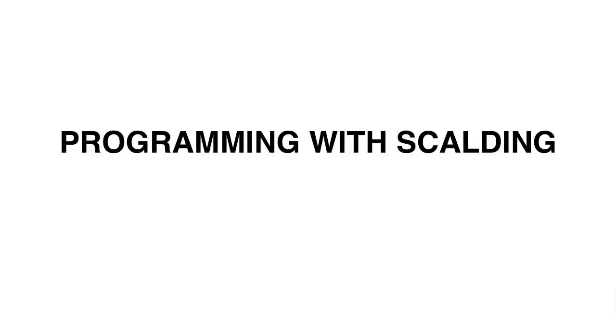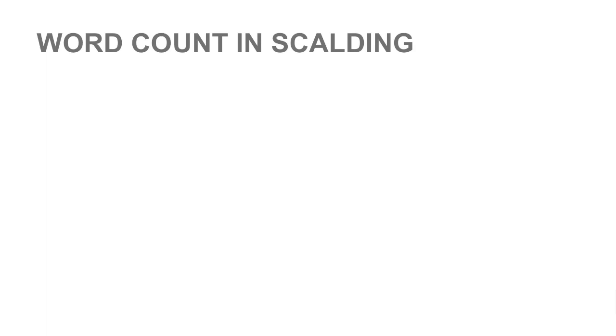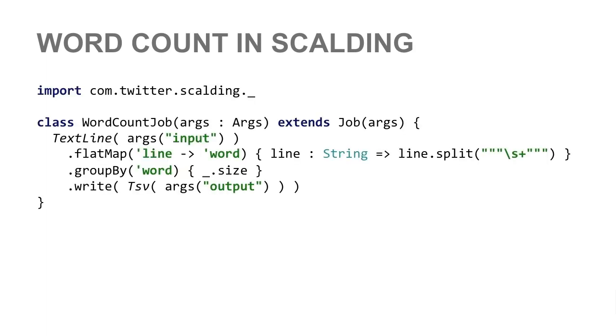In this video, we will see the basics of programming with Scalding. So let's do the obligatory program, the word count, and let's see how we write it in Scalding. First, we have the import statement. We will be importing stuff from the Scalding libraries. The underscore at the end indicates that we are importing everything. The import statement has no consequence on the runtime. It is just something for the compiler.